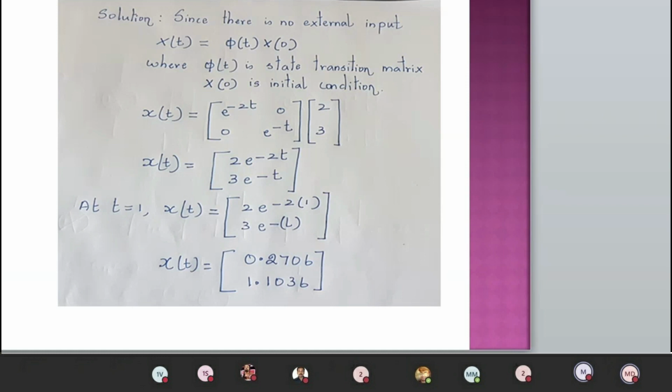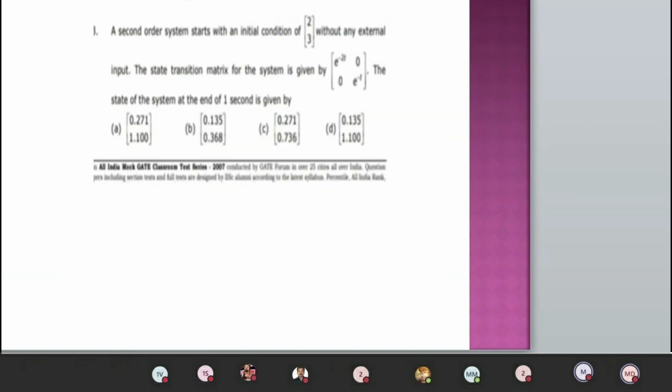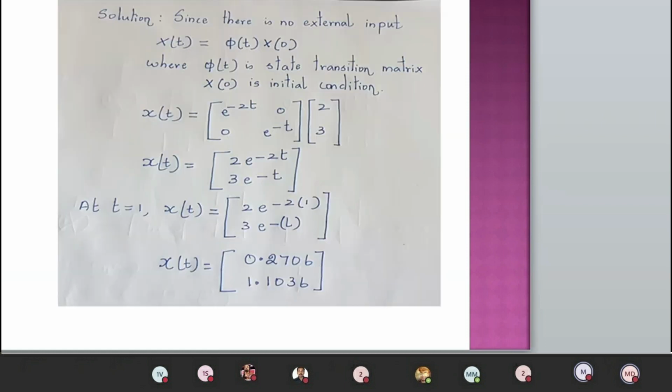Okay. So this is how you found out x of t. Now, you can notice that in the question he has given the state of the system at the end of 1 second, at t equal to 1. X of t is 2 e power minus 2 into 1, 3 into e power minus 1. So what is e power minus 2 into 1? You'll be getting 0.2706. And e power minus 1 into 3, 1.1036. Take care that while calculating such problems, use the calculators carefully.